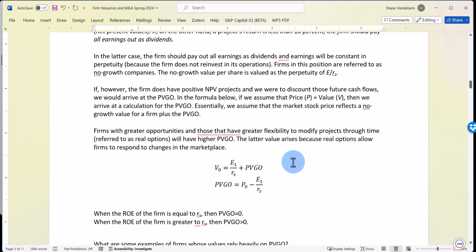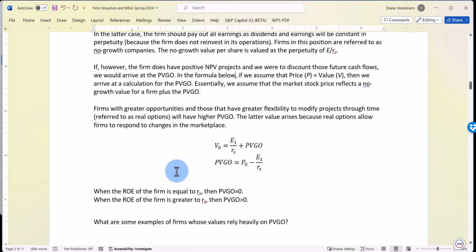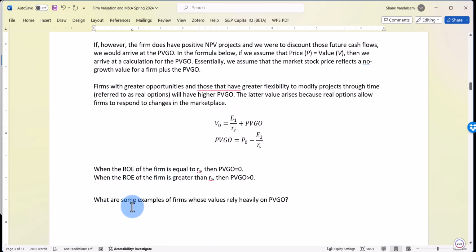Firms that have real options have higher present value of growth opportunities. And we're going to take a look at some examples of calculating the present value of growth opportunities. So what I've got down here is, when the required rate of return on equity for a firm is equal to its ROE, then the present value of growth opportunities is equal to 0. When the ROE of the firm is greater, and it should be, than the cost of equity, then the present value of growth opportunities is greater than 0. And then I say down here, what are some examples of firms whose values rely heavily on PVGO?